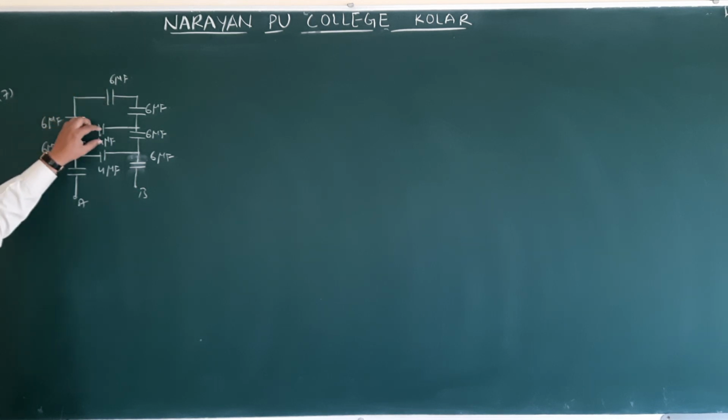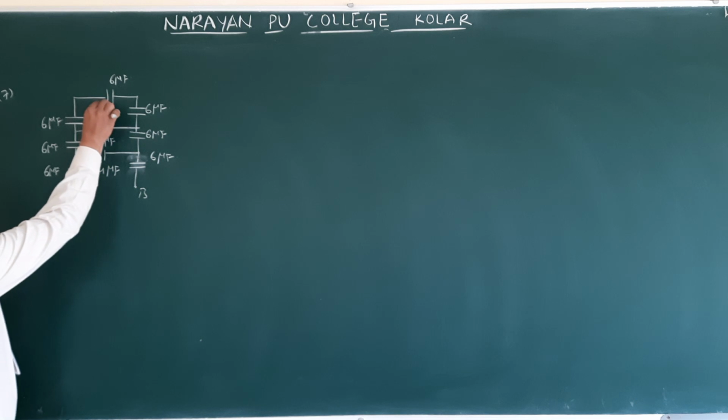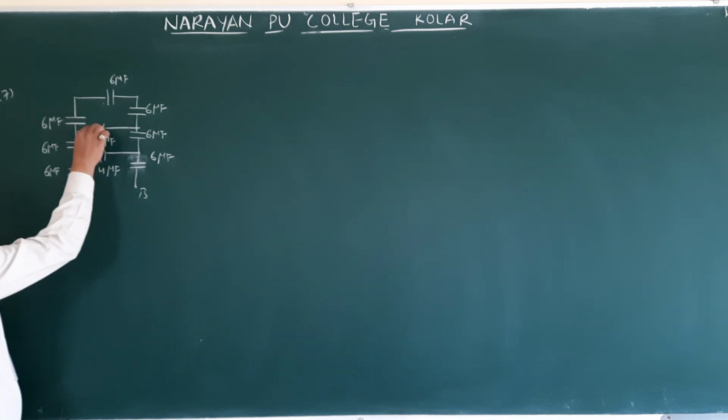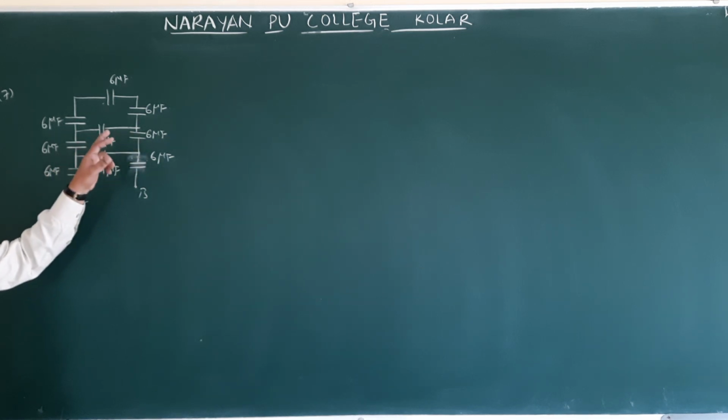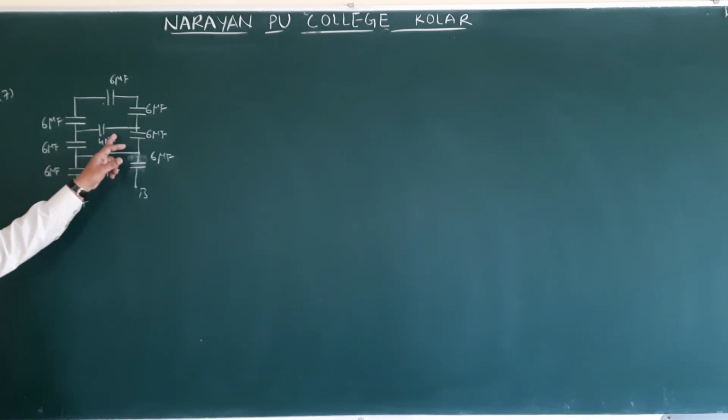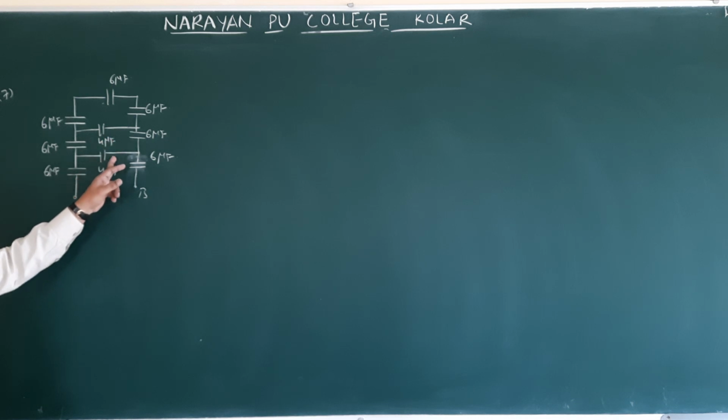How are this 2 and 4 connected? 4 is here, 2 will be here. 2 and 4 are connected in parallel. Parallel means 4 plus 2, 6. Again 6, 6, 6 in series, 6 by 3, that is nothing but 2. Again 4 and 2, 6. Again 6, 6, 6.